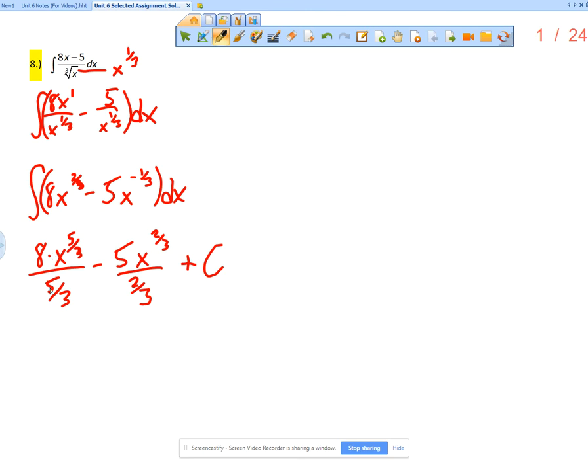So now if I rewrite this a little bit, instead of dividing by 5/3, I multiply by 3/5. So 24 x to the 5/3 over 5. And then minus, if I have 5 over 2/3, that's like 5 times 3/2. So 15 halves x to the 2/3, or I could say 15 x to the 2/3 over 2. And then, of course, plus c.